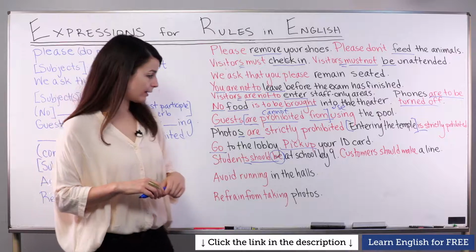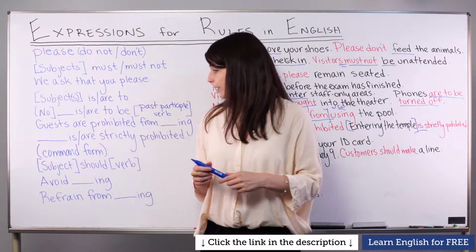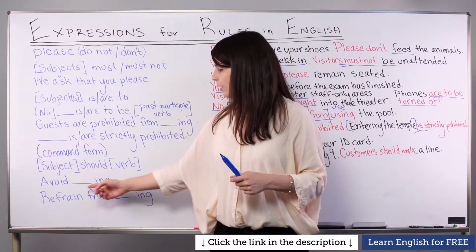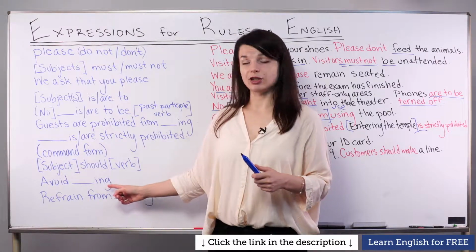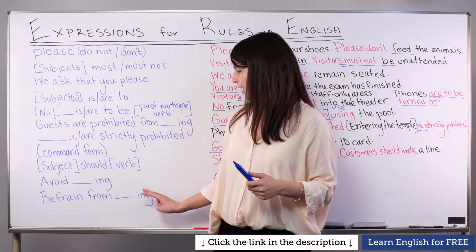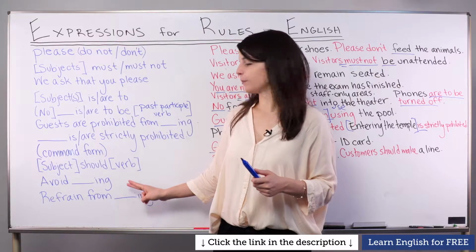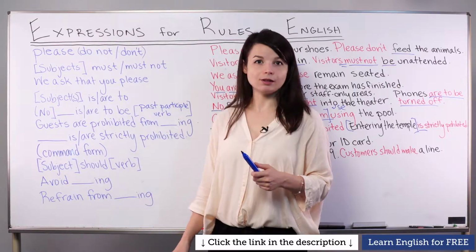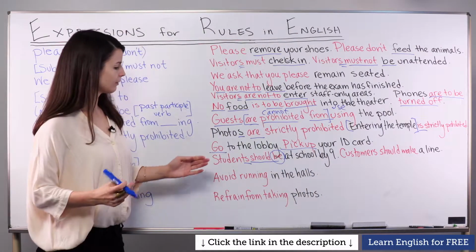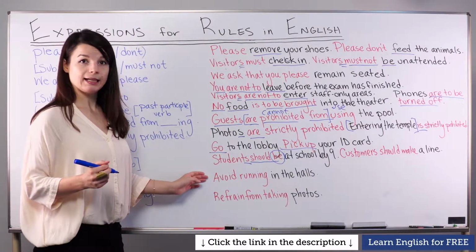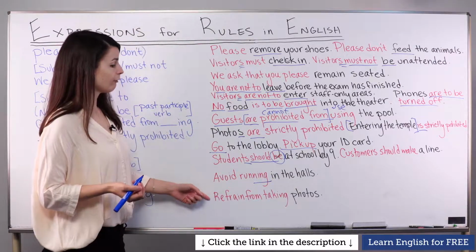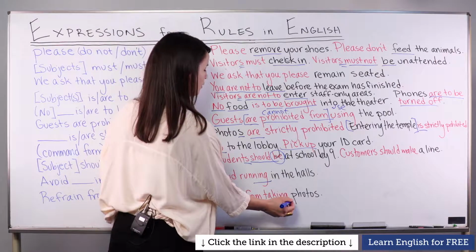Okay, let's look at the last two here. Very similar. I'll read them together actually. First is avoid plus a verb in the ing form. Avoid ing. And refrain from something something ing. Again, the same verb form. These both mean please don't. Please don't do this thing. Let's look at the examples first. Avoid running in the halls. Avoid running in the halls. And refrain from taking photos.